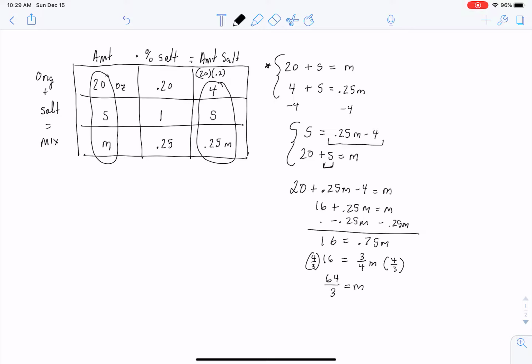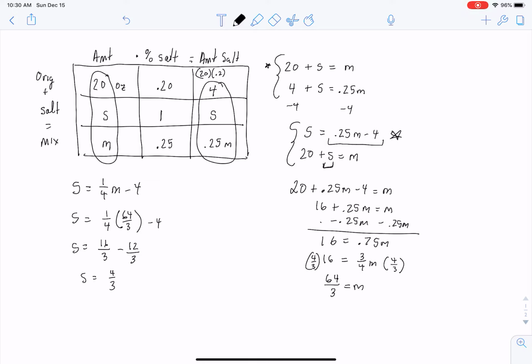But the question is, how much salt do we need, right? So I'm going to take this equation right here and write it over here. So S equals, instead of 0.25 M, I'm going to write 1/4 M minus 4. And then we'll substitute in M. And M is 64/3 minus 4. So 4 goes into 64, 16. So we have 16/3 minus, and I'm going to make 4 into thirds, so that's 12/3. So S equals 4/3.